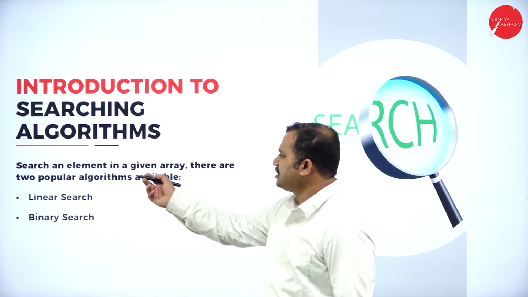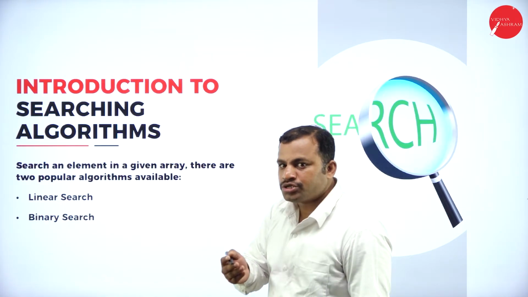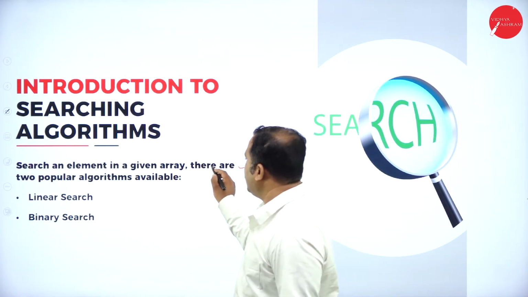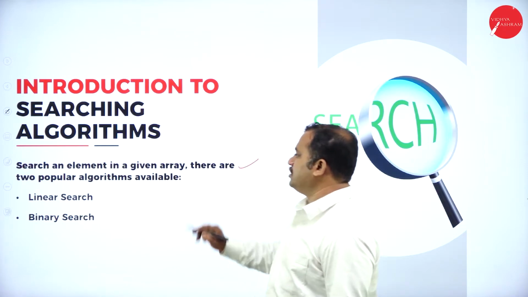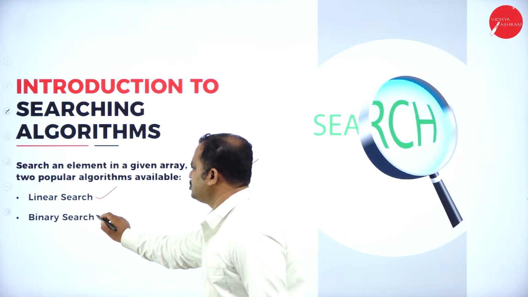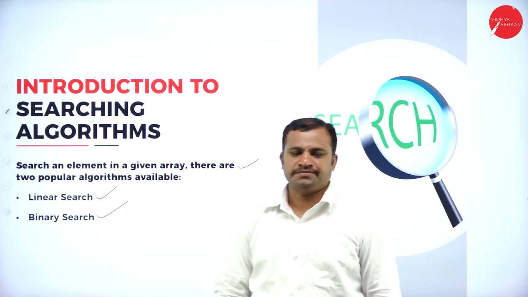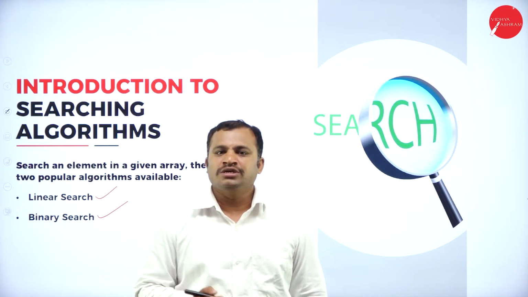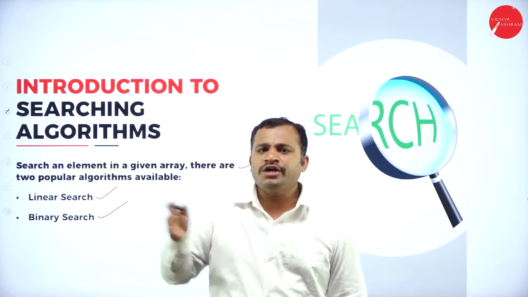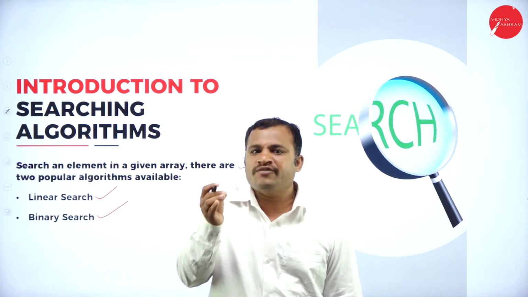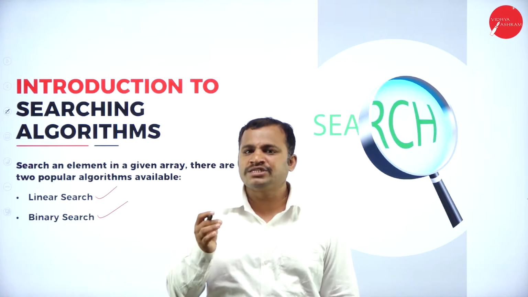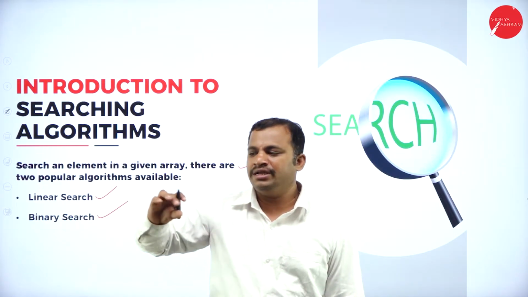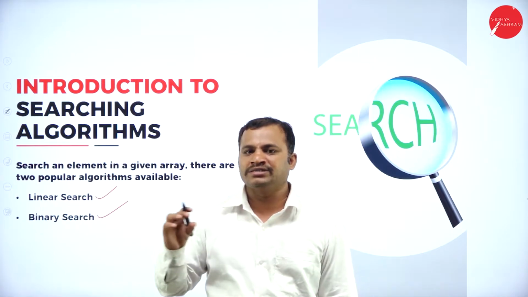That is, the searching is the process of finding out an element in a given array. There are two types of popular algorithms. The first one is linear search, second one is binary search. In case of linear search, you will come across the list of elements which is not at all sorted. I am using the word sorted. The word sorted stands for keeping the elements in an increasing order or in the decreasing order.